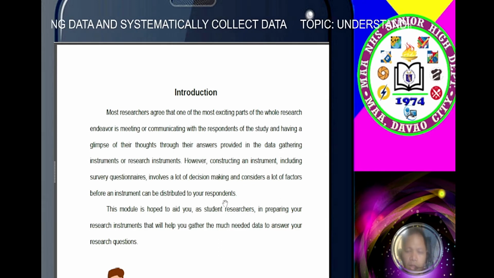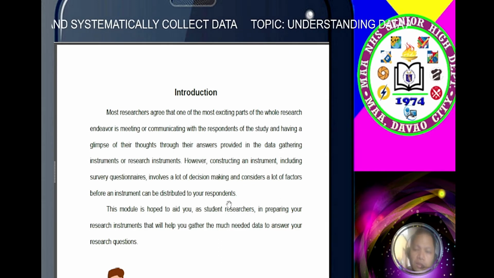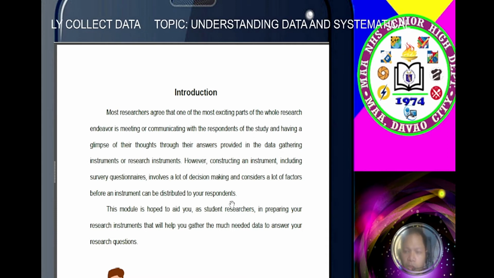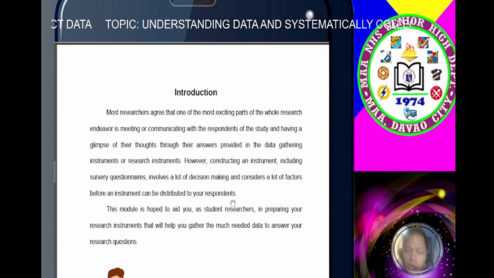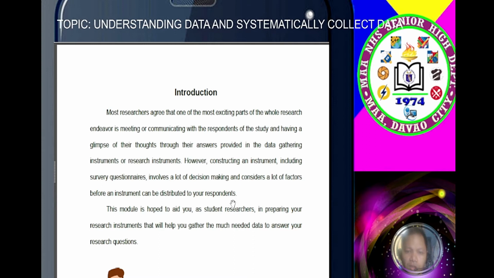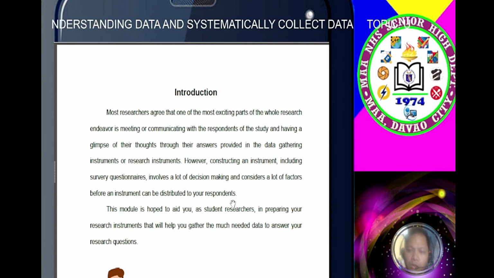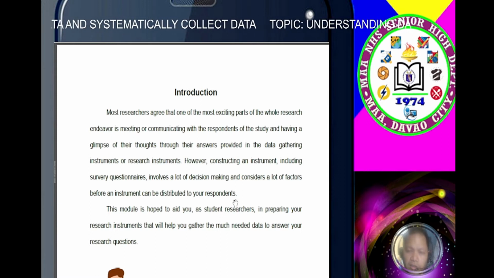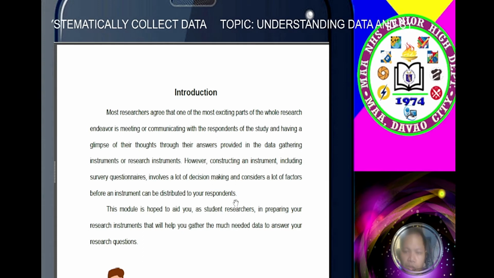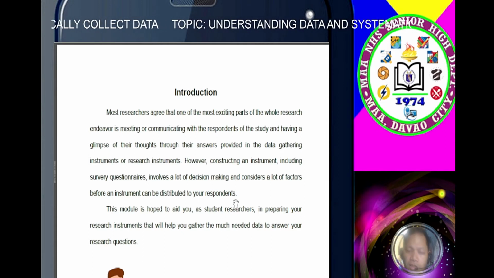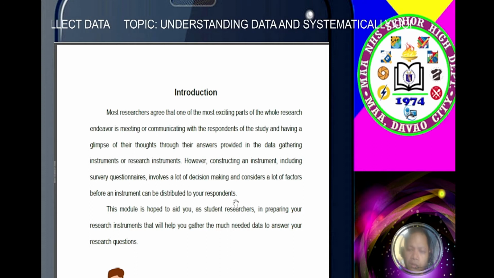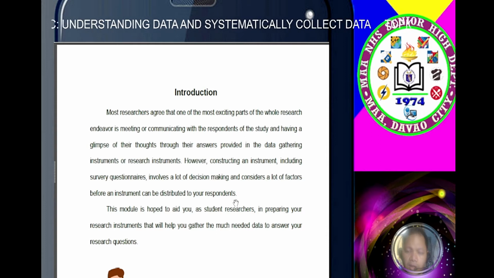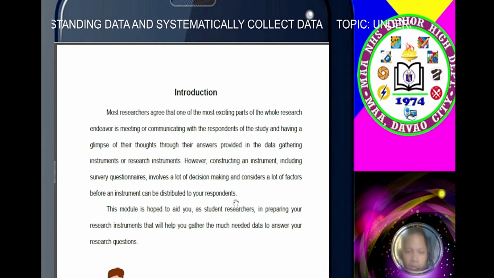So in your research project, I encourage you to look for a questionnaire first before deciding on your study, because you will not have a hard time making your research instrument. Those questionnaires are already validated and the indicators are already there. That is the advantage of adapting a questionnaire from a previous study. If you cannot find one, that's the time you make your own questionnaire.